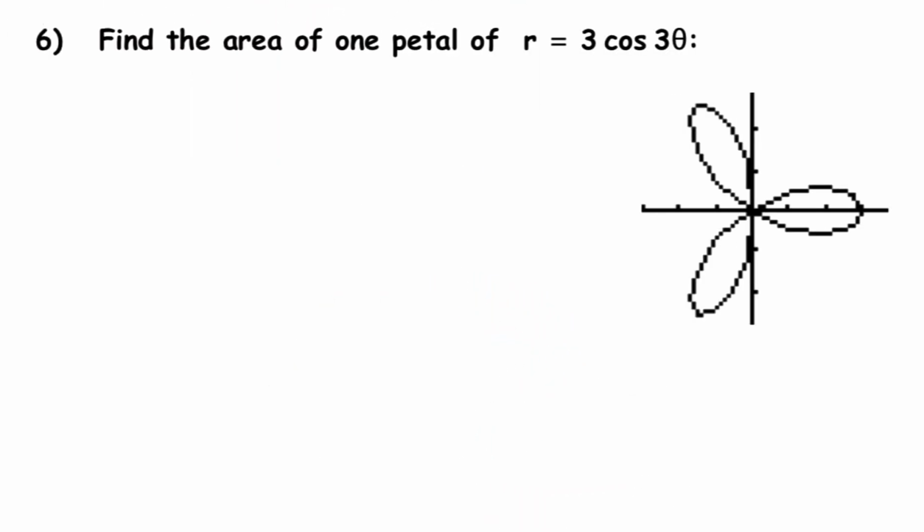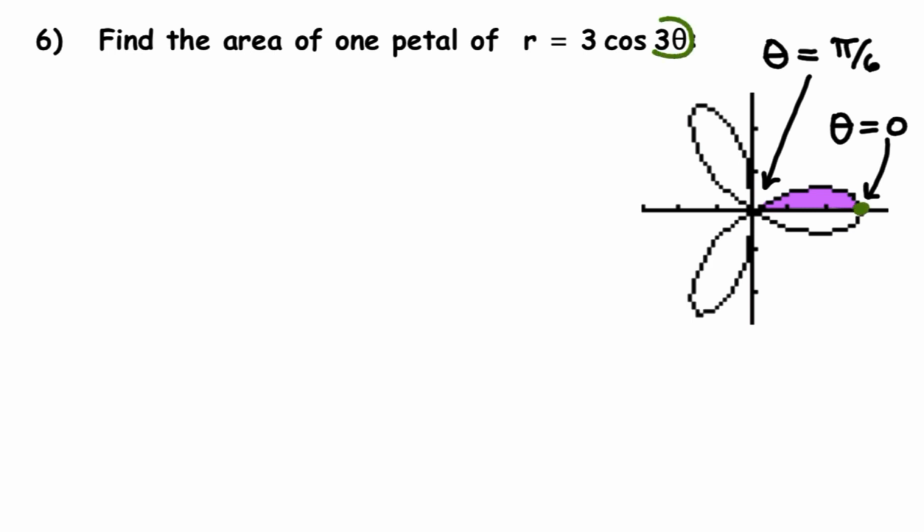Number 6, find the area of one petal of this rose curve, r equals 3 cos 3 theta. Okay, here's my plan. I'm just going to find the pink area, and then I will double it to get the area of a full petal. Right now the pink is half of a petal. The reason why I'm going this route is because I realize that theta equals 0 is out here.